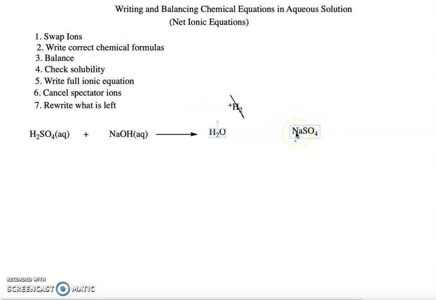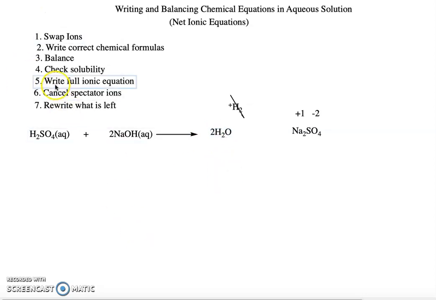We look at sodium sulfate, and we know that sodium should be plus 1. And sulfate is minus 2. So the formula must be Na2SO4. Next thing we're going to do is balance this. So I've got 2 sodiums on the right, so I need to put 2 over here. And I also think I need 2 H2Os. And that should give me a balanced equation.